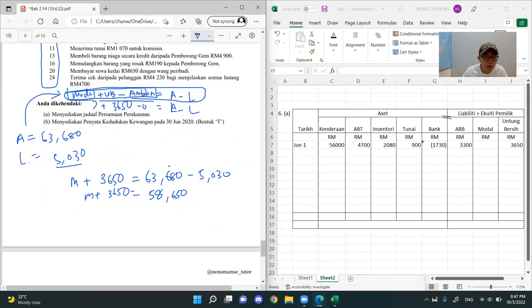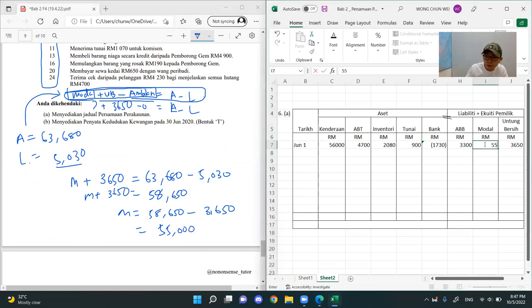And then now for you to get your modal, which is your M, you use this figure, 58,650 minus your 3,650, and you will get how much? 55,000. So meaning your modal will be 55,000. Do you get it? Yes or no? If yes, give me a yes. No, give me a no. Make sure you can get this one. Right, so this is your modal.